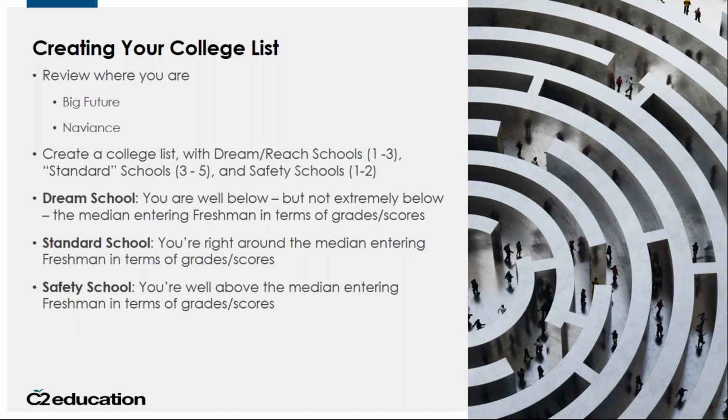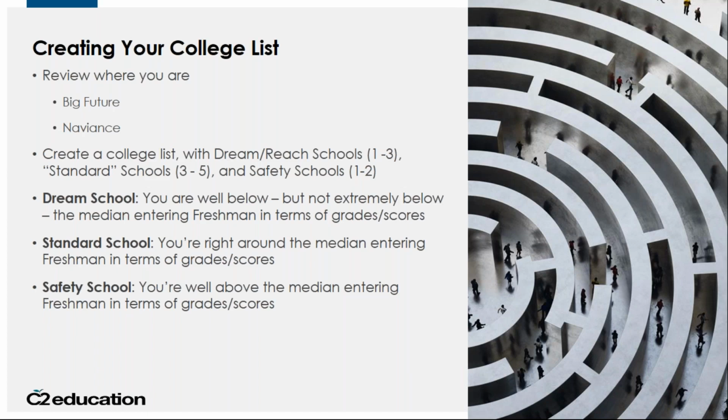But the reality of the matter is you really don't want most of your college list to be your dream and reach schools. It's not the best way forward. So you want to make sure you have somewhere between 1 to 3, roughly a quarter of your college list should be your dream or reach schools. A quarter, maybe 30% max. So if you have a list of 10, you're looking at around 3 dream or reach schools.